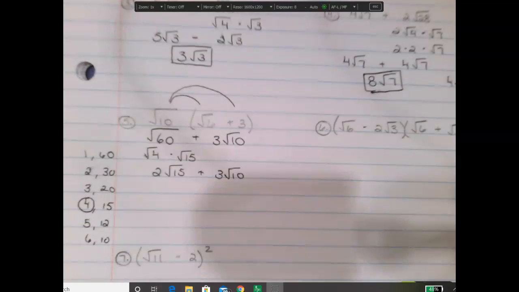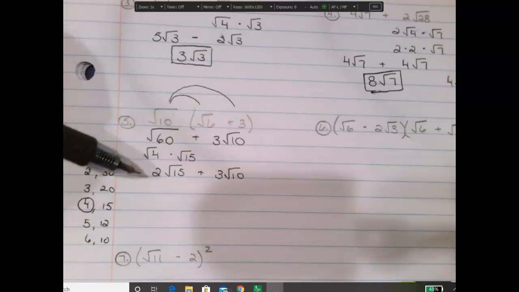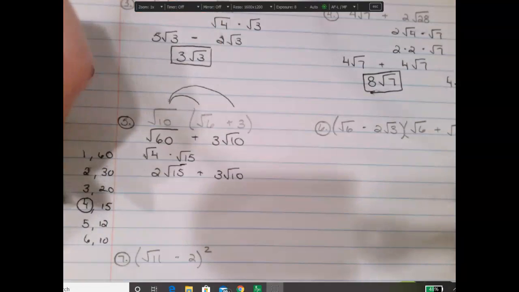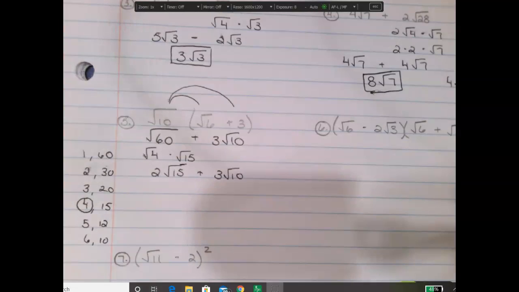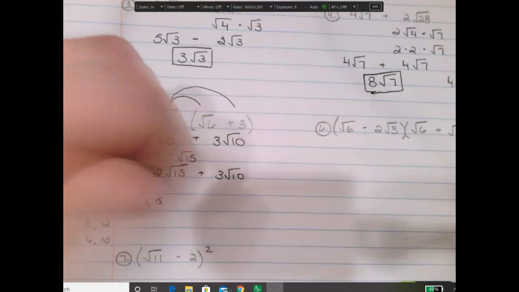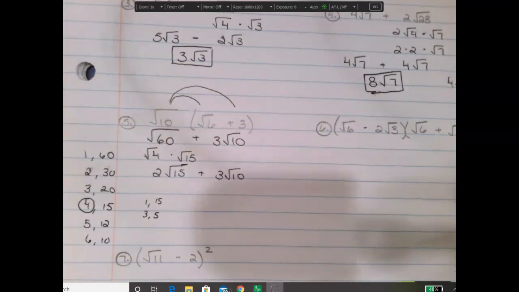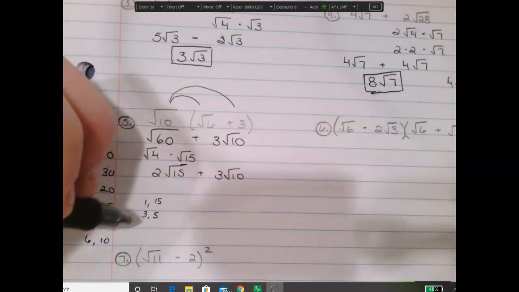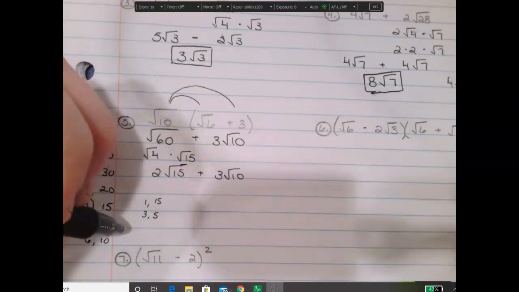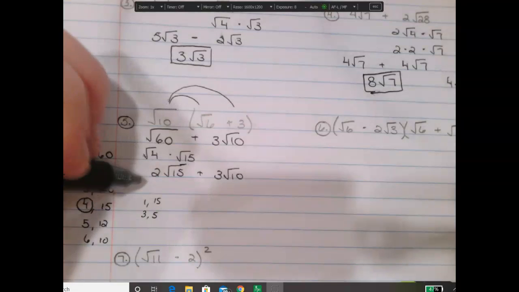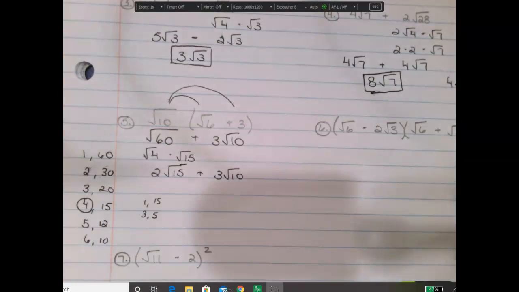Plus 3 radical 10. Okay, from here, we already know the left side of this is as far down as we can go. We know it's as far down as we can go because if I look at the number 15, when I think about my factors of 15, 1 and 15, 3 and 5, that's it. There is not a single perfect square in my factors. So I know the left side, 2 radical 15, is as low as it can go.